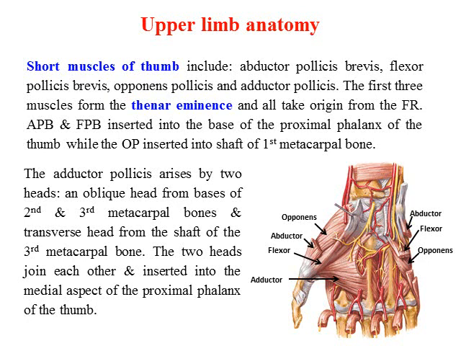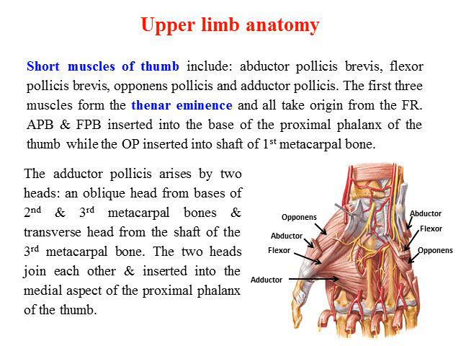Short muscles of the thumb include abductor pollicis brevis, flexor pollicis brevis, opponens pollicis, and adductor pollicis. The first 3 muscles form the thenar eminence, and all 3 take their origin from the flexor retinaculum. The abductor pollicis brevis and flexor pollicis brevis are inserted into the base of the proximal phalanx of the thumb, while the opponens pollicis is inserted into the shaft of the first metacarpal bone.